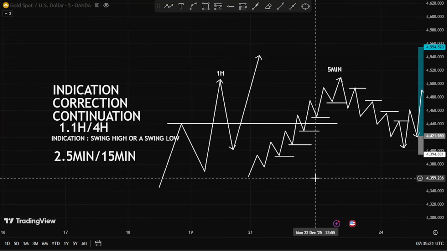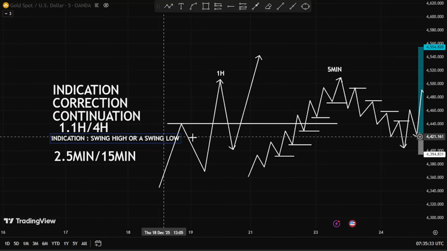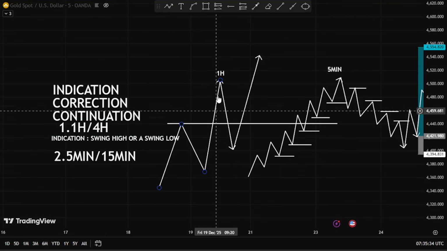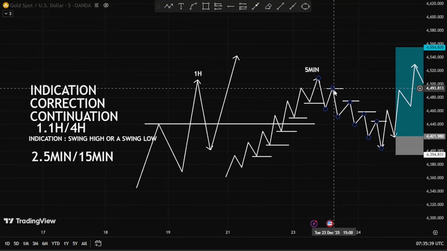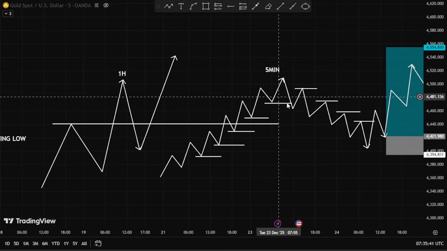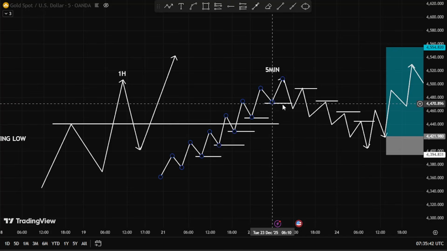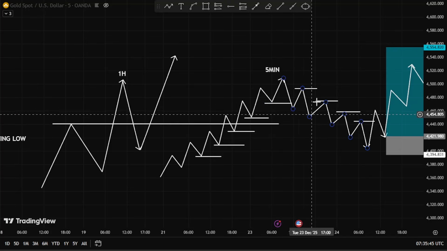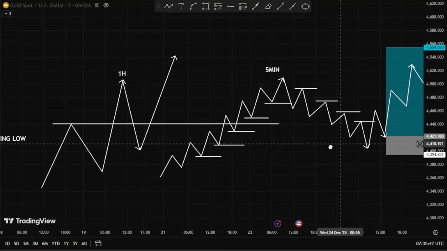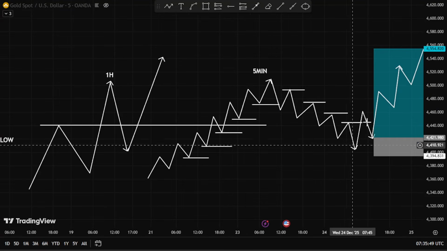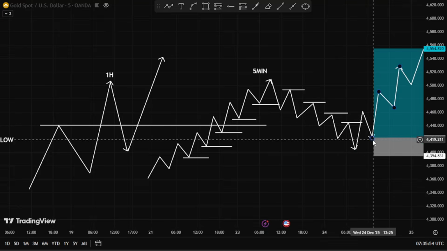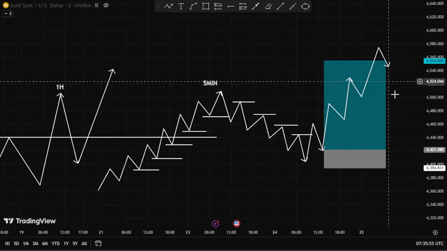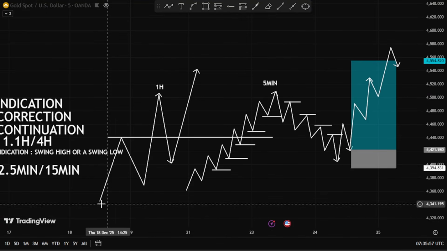So the first step is to go to the higher time frame and mark when price gives you an indication. Then you go to the lower time frame like the 5 or the 15 minutes. You wait for price to start the correction by breaking swing lows, right? Then it will start giving lower highs and lower lows. Then for the continuation, you wait for price to break above a swing high, then give you a higher low, and that is where you enter from, right?